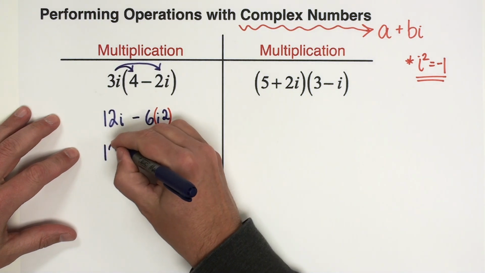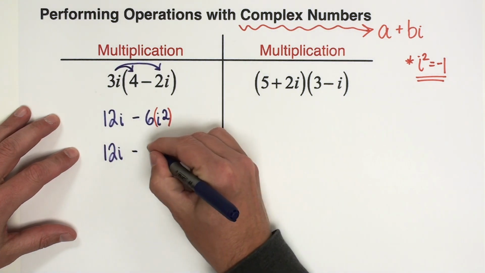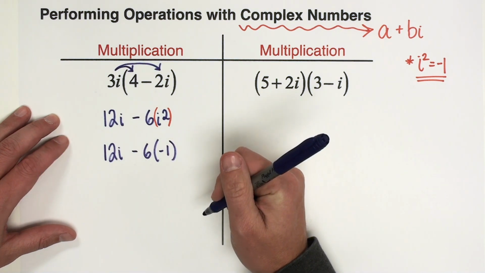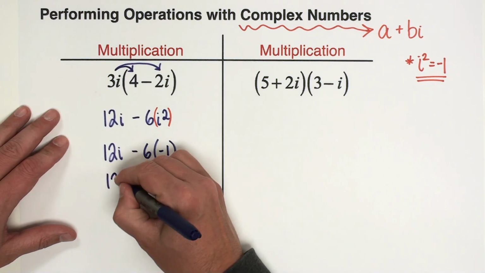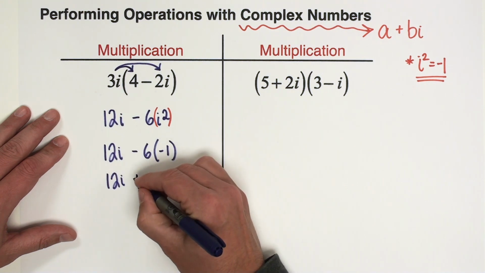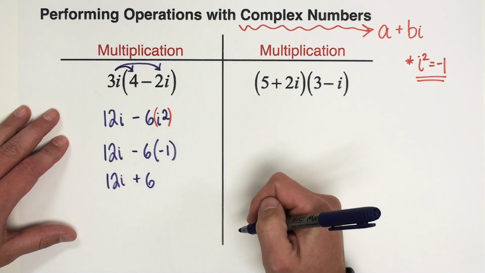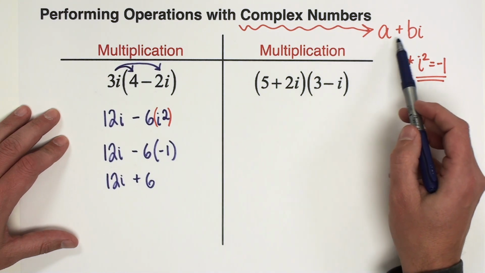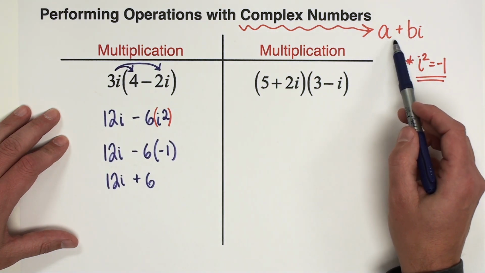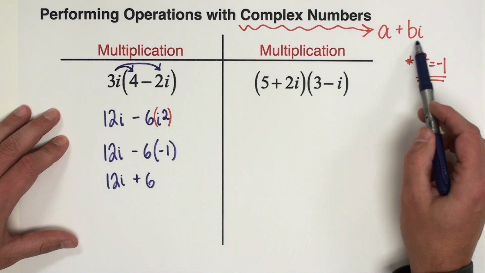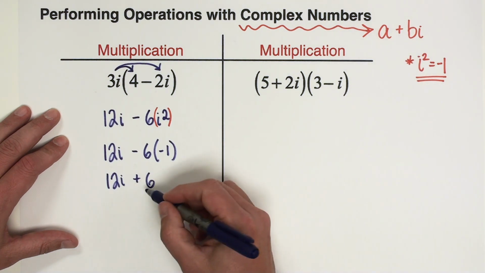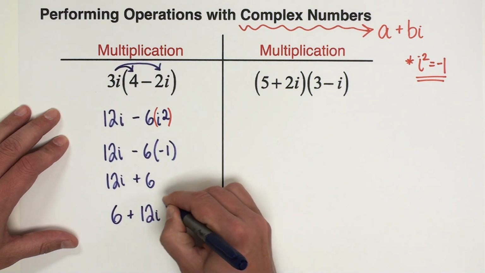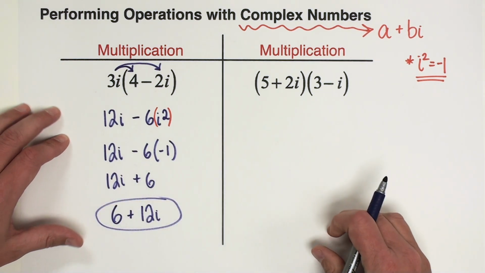So it's going to turn the problem into this. We have 12i minus 6 times negative 1. So that's now 12i plus 6. And a lot of people are pretty picky about the order that you write these complex numbers in. We want the real number first, the imaginary part second. So I'm going to rewrite this to have 6 plus 12i. And that's it.